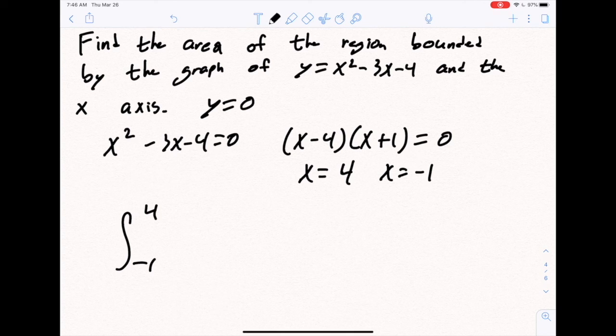I'll pick, let me use a different color here, x equals 0 because that's between negative 1 and 4. If we plug 0 into y equals 0, well, the output is obviously 0. And if we plug 0 into y equals x squared minus 3x minus 4, we get y equals negative 4. So that tells us that y equals x squared minus 3x minus 4 is smaller than y equals 0. It produces smaller outputs.